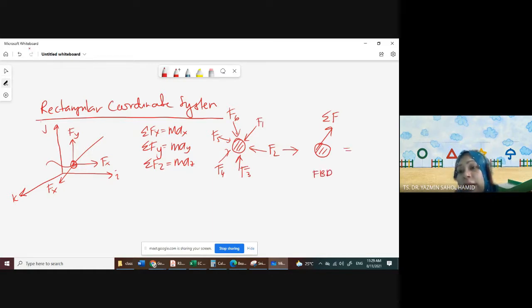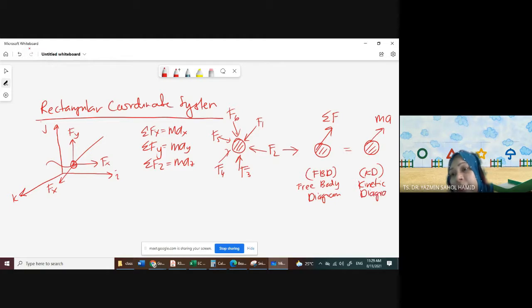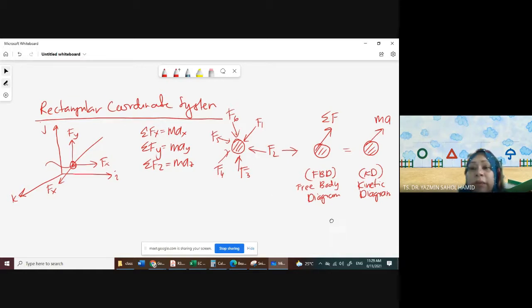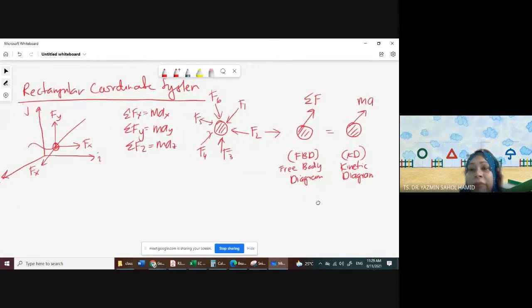So the free body diagram will equal the kinetic diagram. The kinetic diagram is what you call ma. So this is the free body diagram, and this is the kinetic diagram. In any question that is related to dynamics, you will need to draw the free body diagram and the kinetic diagram.